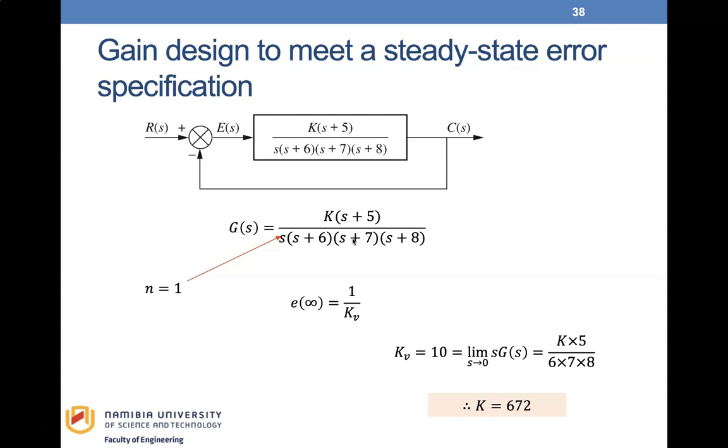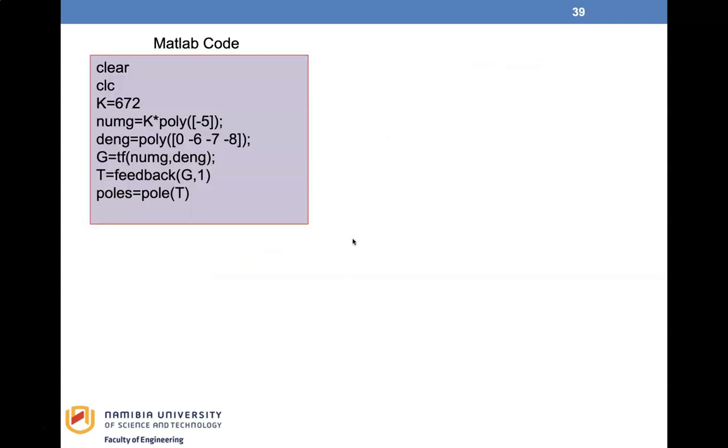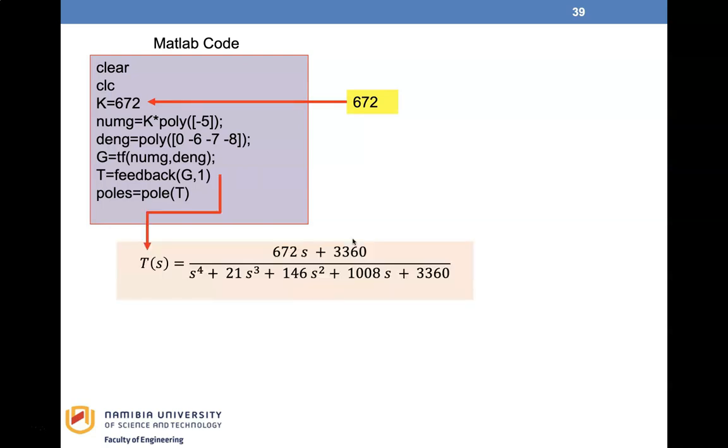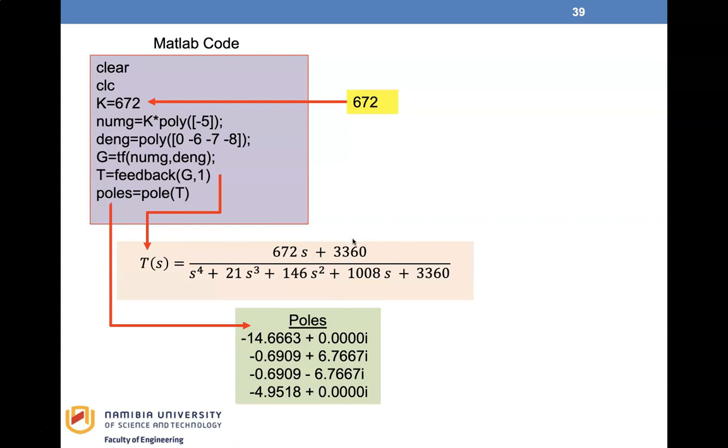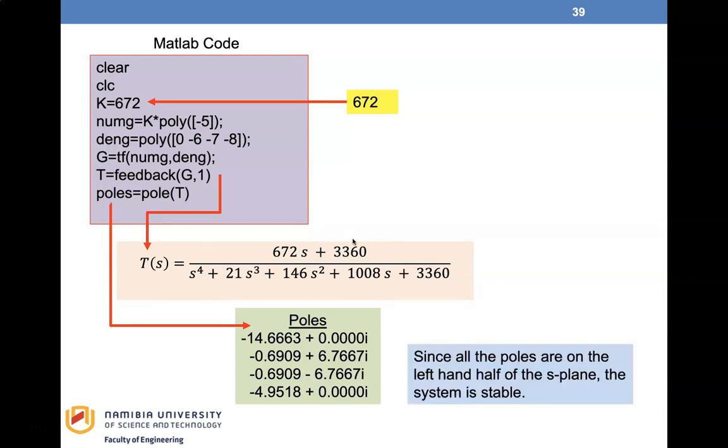If we substitute the K value into the system and carry out the stability analysis using the Routh-Hurwitz method, we will see that the system is stable. On the other hand, we could write a simple MATLAB code with K equals 672. If you run this code, it will yield the closed loop transfer function T(s) and also generate the poles. And since all the poles lie on the left half of the s-plane, we conclude that the system is stable.